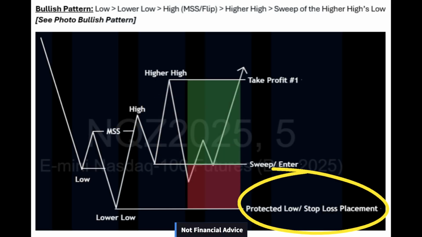The protected level. Every flip has a protected high or a protected low. This is the spot where the flip began. As long as the price stays on the correct side of this level, the idea for this trade setup is still valid. If it breaks this protected level, this trade setup is no longer valid and we move on.